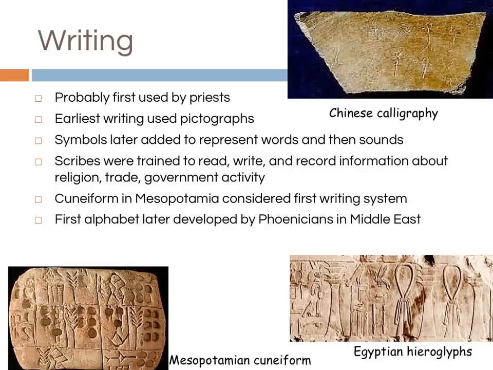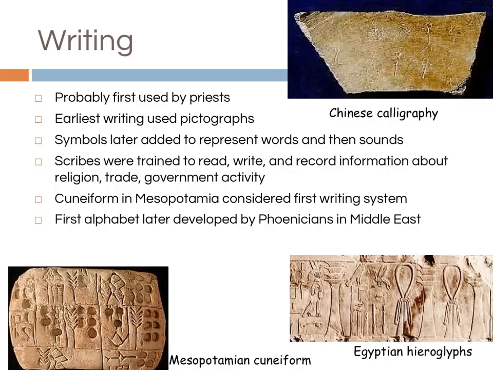This also led to the development of another specialized job, which is called a scribe. So a scribe is someone who's trained to read and write and record information. This is specialized because in this time period, they didn't have an alphabet initially. Like when you learn to read and write, you only have to learn 26 letters. In this time period, they had to learn thousands and thousands of symbols or pictures. And so it took a lot of training, and so it became a pretty high-status job to be a scribe. The first writing system is considered to be cuneiform in Mesopotamia, which is on the bottom left.